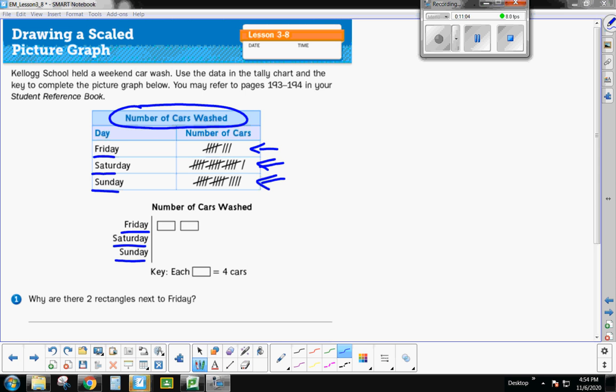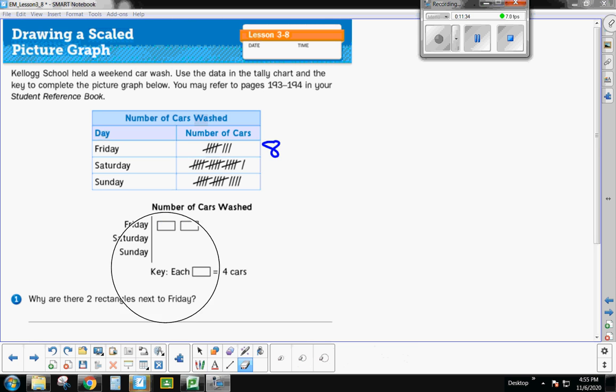Okay? Now, boys and girls, I want you to go ahead and pause the video. I want you to see if you can go ahead and fill in the rest of this pictograph. All right, so let's look here. For Friday, they already had Friday done for you. Friday has, when I count my tally marks, there are actually 8 cars that were washed on Friday. So if each rectangle represents 4 cars, I've got 4 here and 4 here, so 4 and 4 is 8. Okay, now I don't have to put numbers in there. I'm only using the pictures.